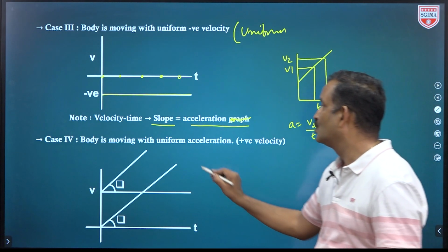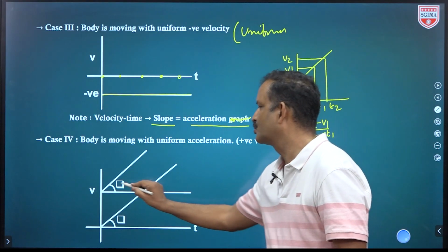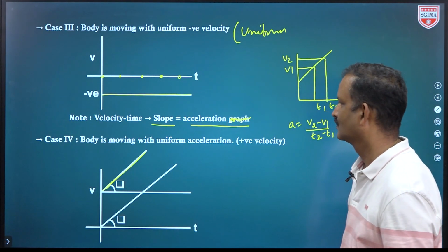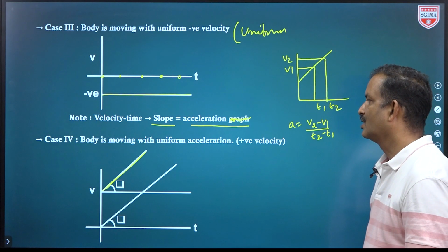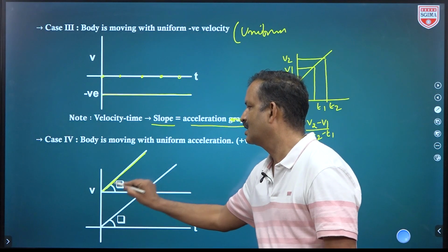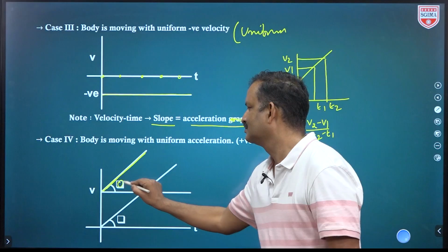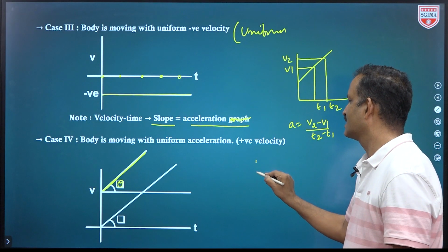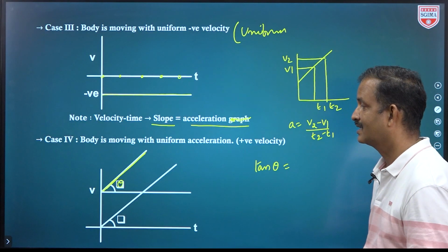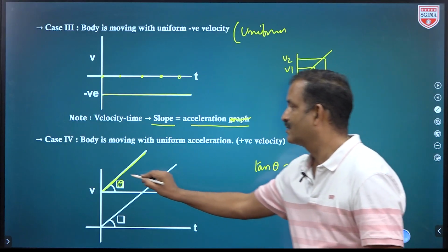The body is moving with uniform acceleration. Uniform acceleration means slope should be constant. But initially it has some velocity. If the slope angle is theta, then tan theta is the slope of the velocity time graph, which is acceleration. It has positive velocity.